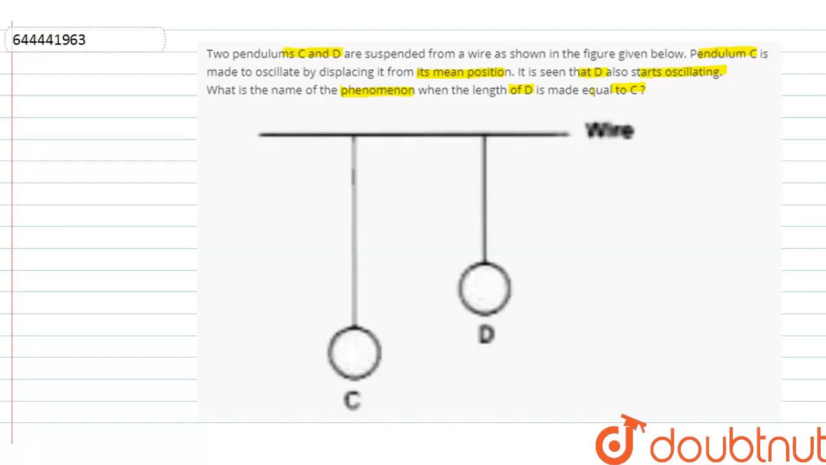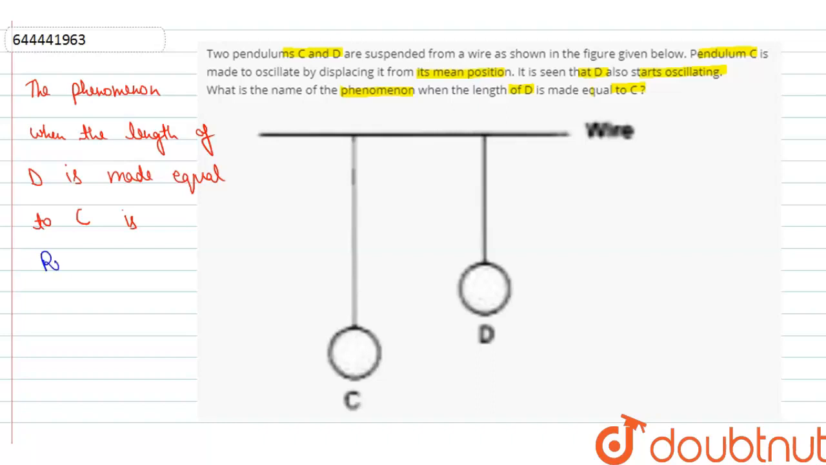So the phenomenon is named as the phenomenon when the length of D is made equal to C is resonance.